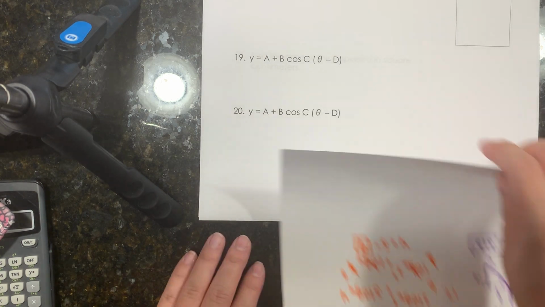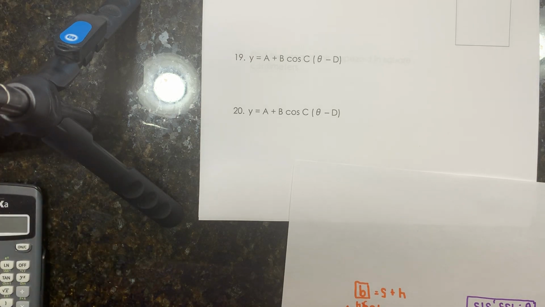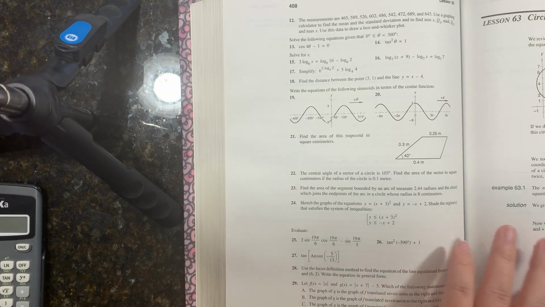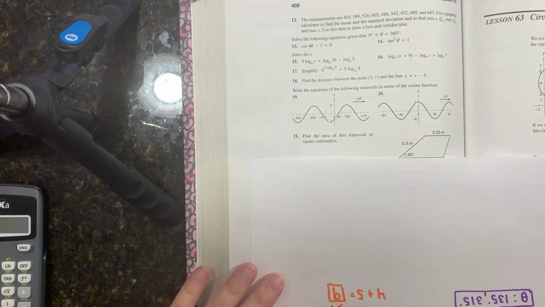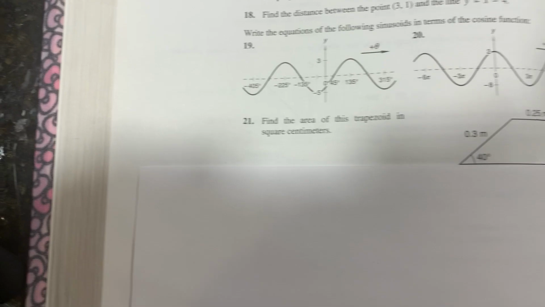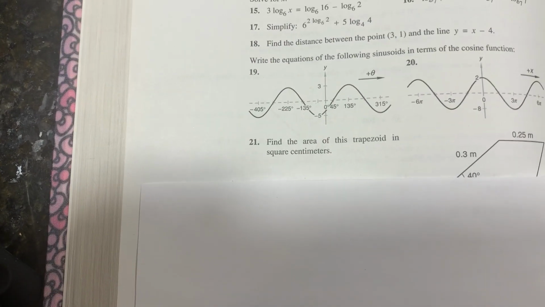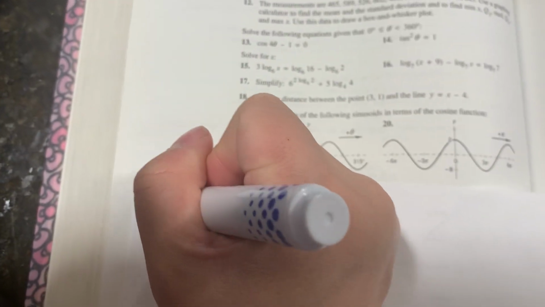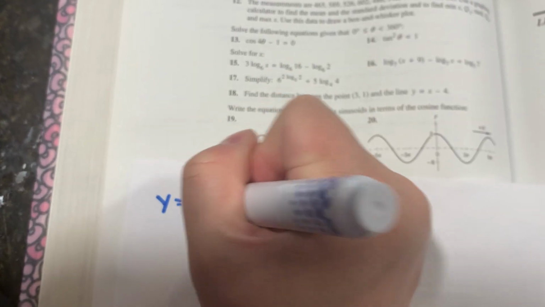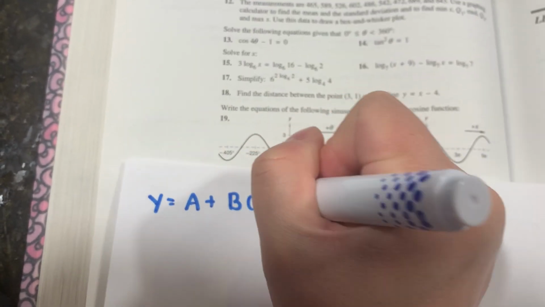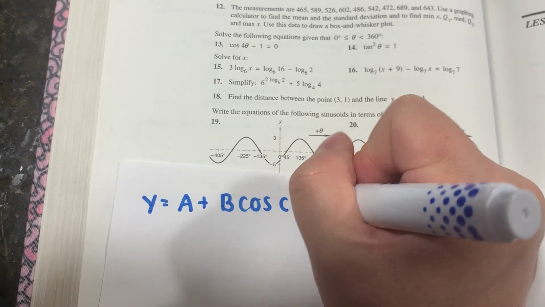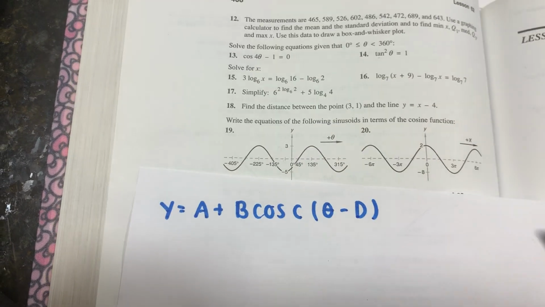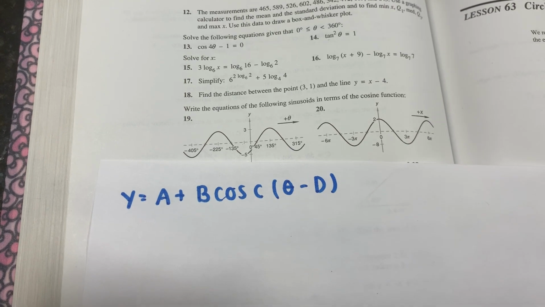Now moving on to numbers 19 and 20. So we're going to look at them in our book. I'm going to look at number 19 first. I need to write this in terms of a cosine function. So for 19, I'm going to have y is equal to a plus b cosine c of theta minus d. And that's actually going to be the same for both 19 and 20.